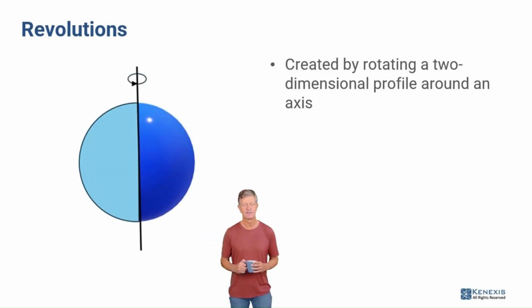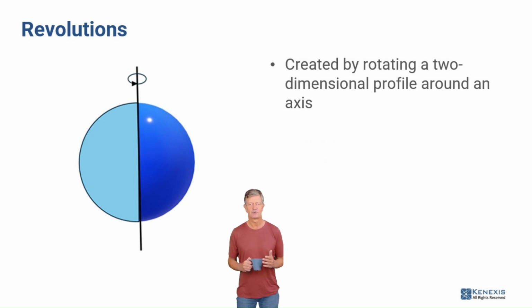The extrusion method is often complemented by the revolution method. The revolution method is a technique used to create a three-dimensional object by rotating a two-dimensional profile around a line called the axis of rotation. This method is particularly effective for generating objects with rotational symmetry, such as spheres and cones.